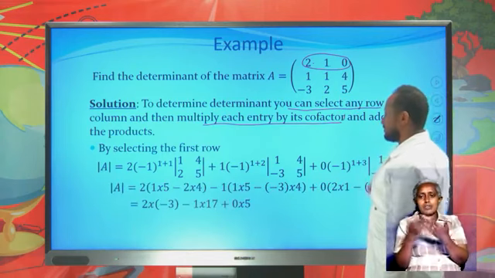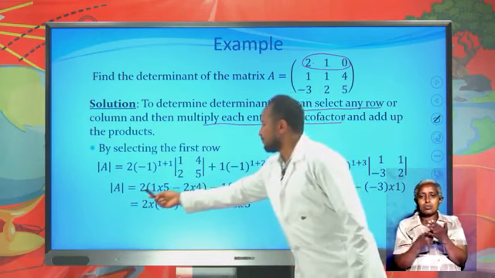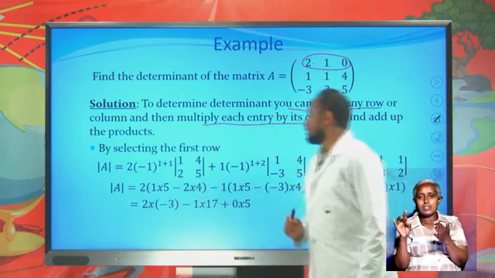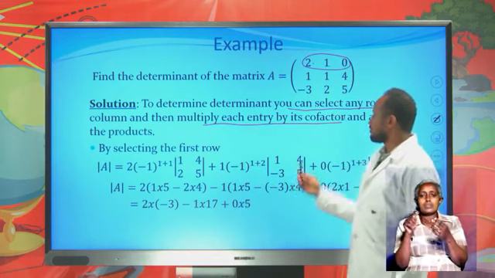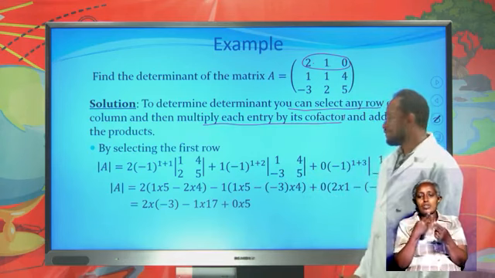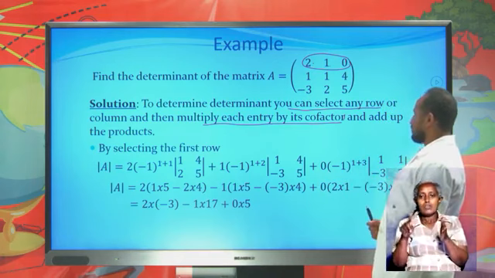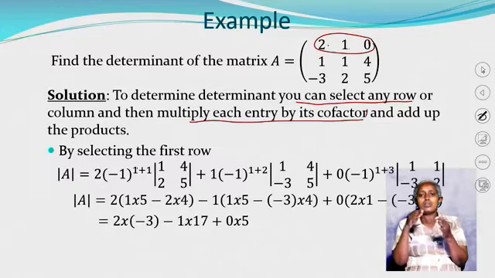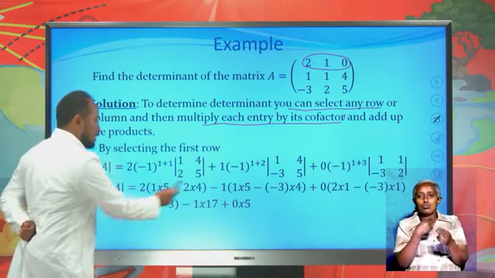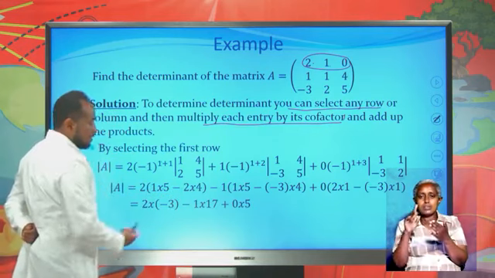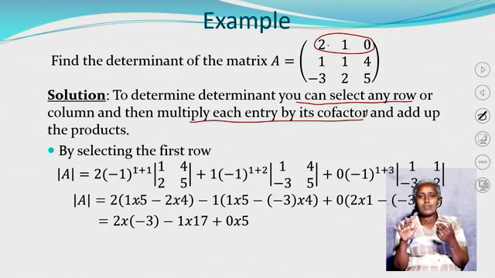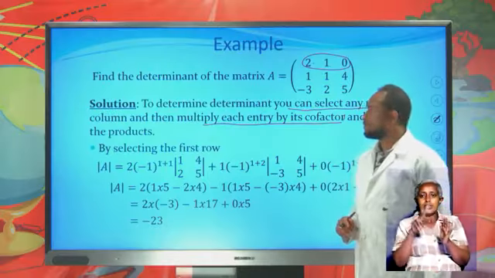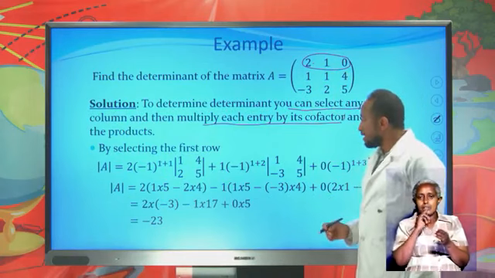Therefore, simplifying this, the determinant will be: this is positive 2 times 5 minus 8. And this negative 1 to the power of 3 is minus 1 times the determinant of this one, which is 1 times 5 minus 4 times negative 3, plus 0 times negative 1 to the power of 4, which is 1, so 0 times the determinant of 1 times 2 minus negative 3 times 1. Therefore, this equals 2 times negative 3, minus 1 times 17, plus 0 times 5. The final result is negative 23. Therefore, the determinant of this matrix is negative 23.